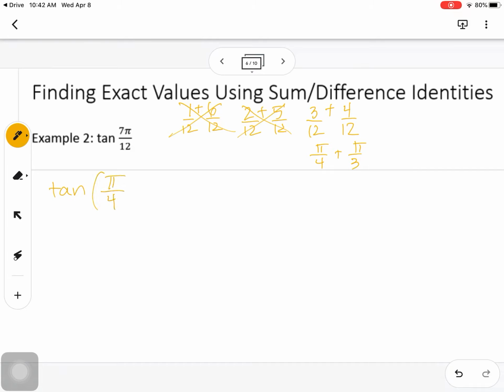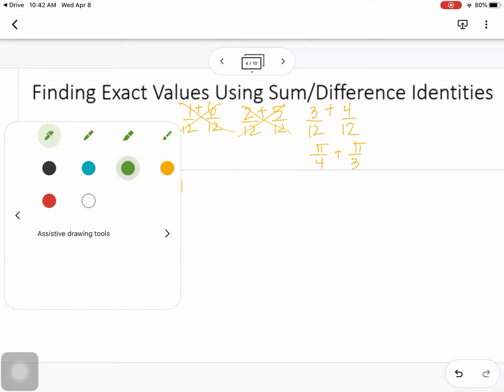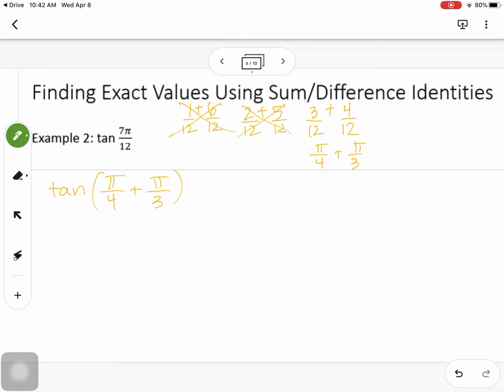So again, you want to find ways to add to that top number, whatever your numerator is, but you want them to simplify. Both have to simplify with 12, and that will automatically get you some numbers from your chart. I do find it helpful to label what these are. So pi over 4 is a 45-degree reference in quadrant 1. Pi over 3 is a 60-degree reference, also in quadrant 1. And now we can go ahead and apply our identity.